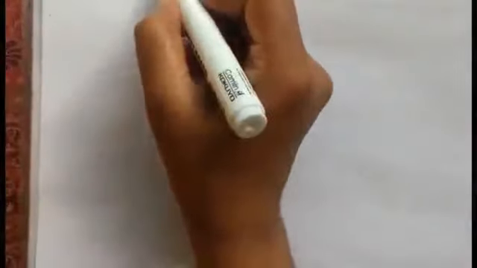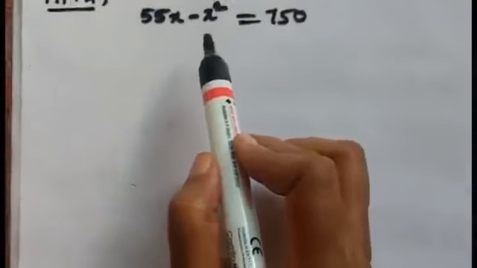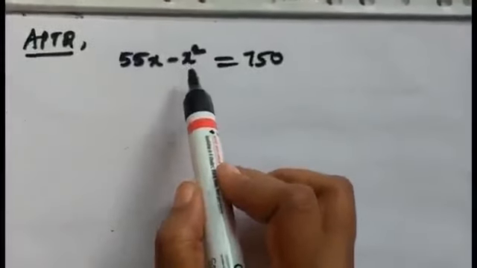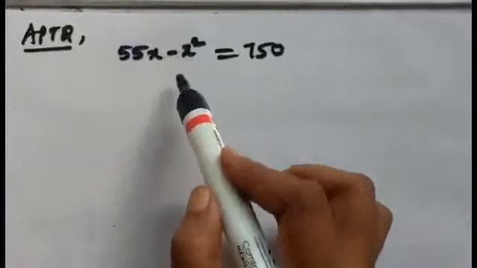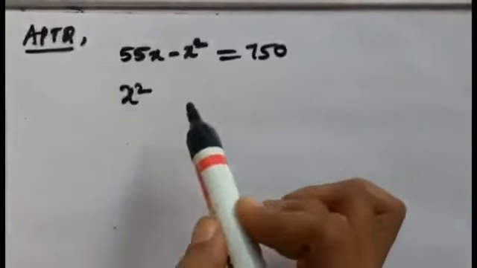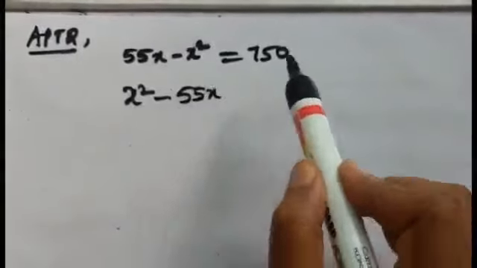And how am I writing this? As per the question, total cost equals total cost. Now once I see this forms a quadratic equation, I will not keep this x square as negative. So I will transfer everything to my left hand side. Minus x square will become positive x square, plus 55x will become minus 55x, and plus 750, no change in sign, equals 0. So here I got the quadratic equation.